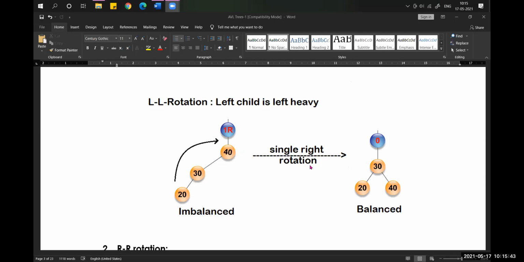Single right rotation. When we do single right rotation, the node has to move to the right side. At that time, what will we get? The parent node will become the right node, and the left child, 30, will become the parent node. So now if you calculate the balance factor, we will get 0. So we balanced the tree.